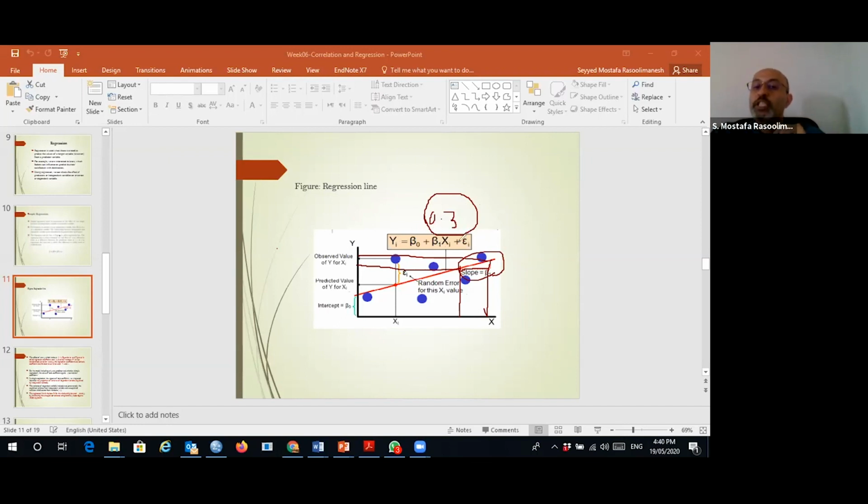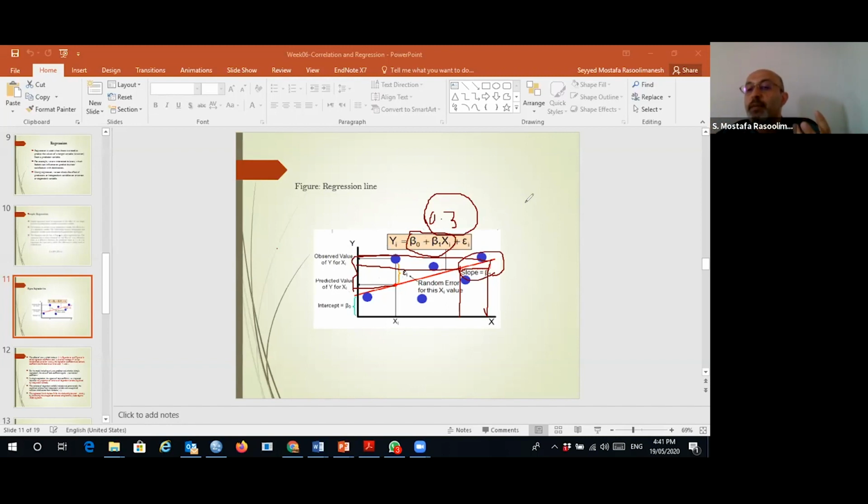But we also have this error. This error is not part of this line. This error is for the regression equation. The line only is this part. But this error is the difference between the real value of y and y from this line. The real value and y from this line, this one. This represents this error.